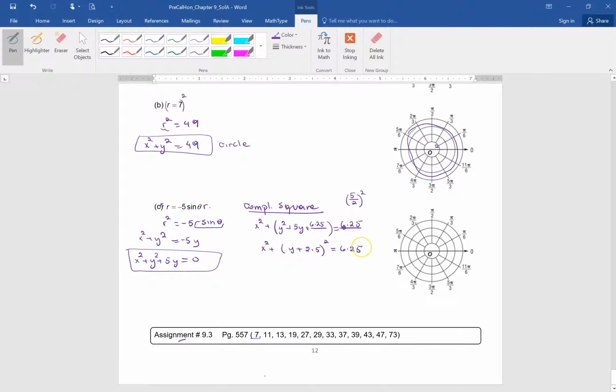So now, is it more clear what kind of equation this is? This is the equation of a circle with a radius of 2.5. And what's the center? It's 0 and negative 2.5.